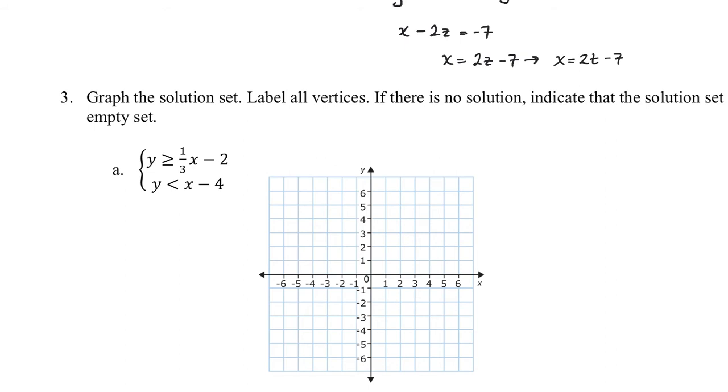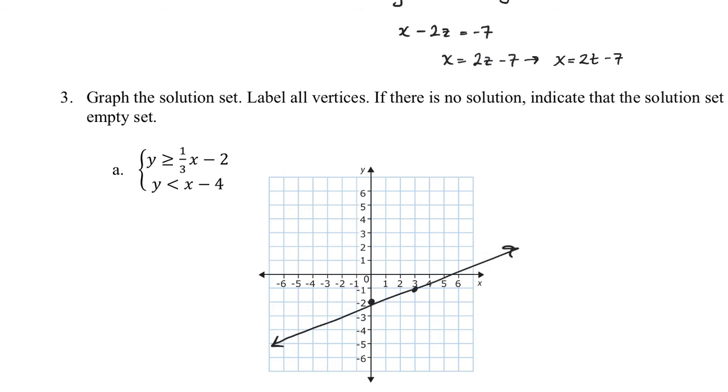So the first one, they're both in slope-intercept form. So that top inequality, 1/3 x minus 2, negative 2 is your y-intercept. The slope is 1/3, so up 1 over 3. And remember, if it's an equal to inequality, that's a solid line. So you're going to have a solid line.